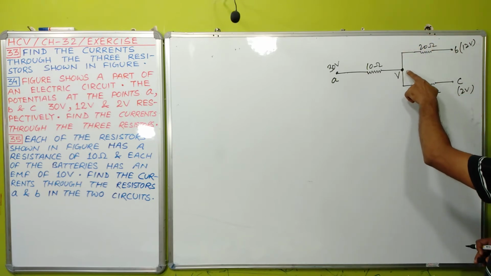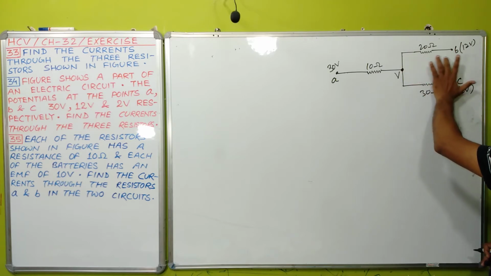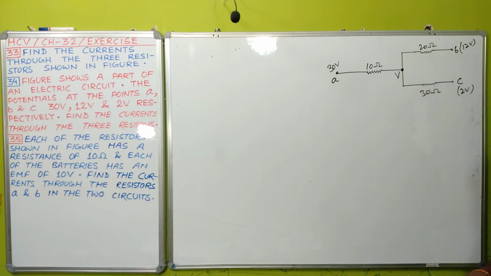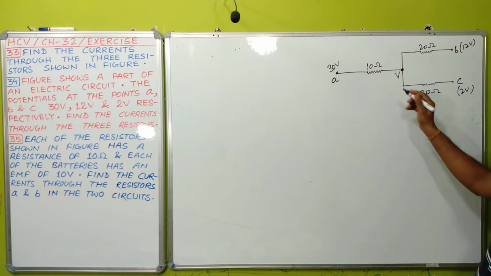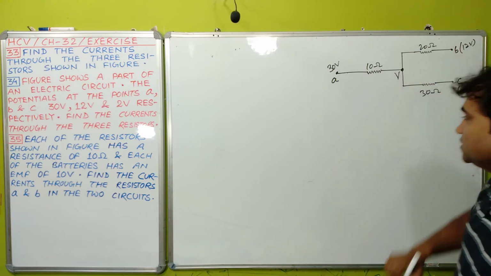you will require the value of potential of this point, so that you can find the potential difference, and dividing that potential difference by this 20 ohm, you can find the value of current flowing through this 20 ohm resistance, and similarly for 30 ohm. Anyhow, the important thing is you have to find the value of potential of this point. So let this potential be V.